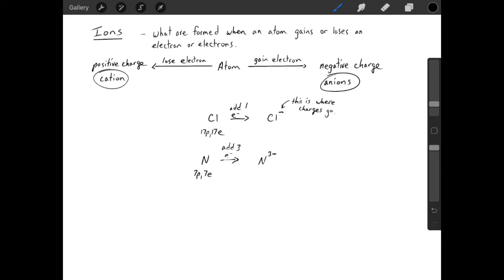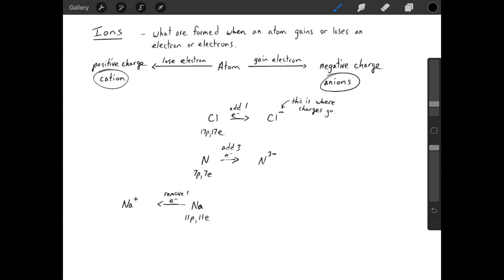Similarly, we can take away electrons from an atom. So if we look at the sodium atom, it starts with 11 protons and 11 electrons, so electrically neutral. And if you remove one electron, you now have 11 protons and 10 electrons, so you have a 1+ charge.